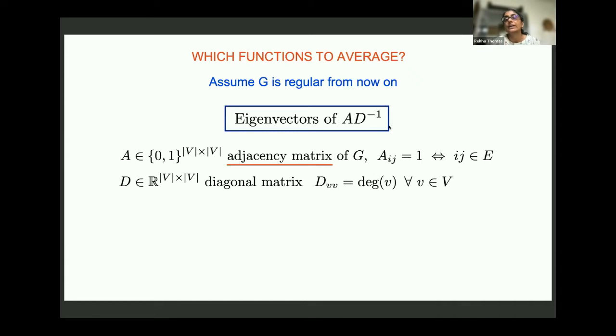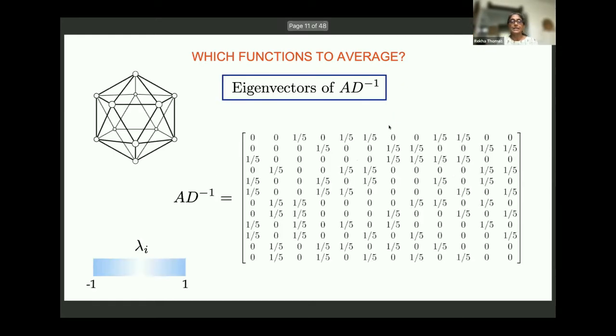You could also work with the regular graph Laplacian or the normalized Laplacian. It turns out they're all equivalent for a regular graph because the eigenspaces are all the same, roughly, and the eigenvalues just shift around. So we're going to work with this one.